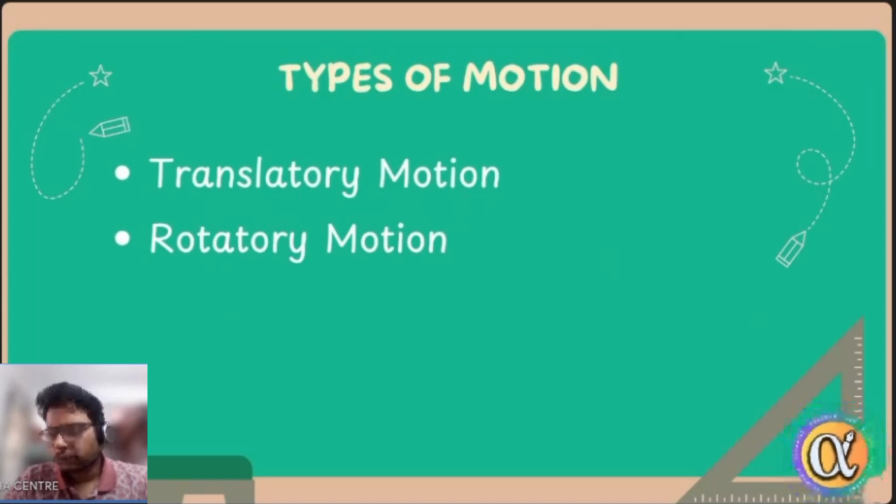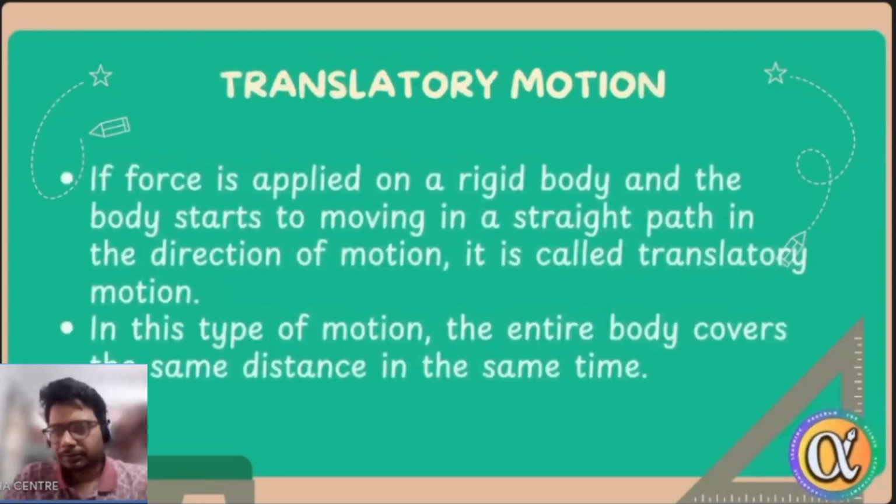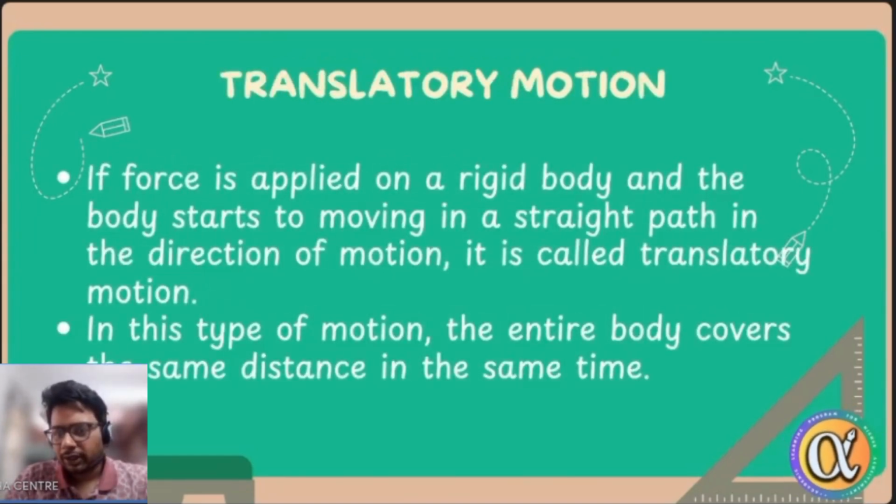Generally, we have two kinds of motion, though we have other types of motion also. First is translational motion. Second is rotational motion. These are the two motions which we are going to study. In fact, translational motion, as I said, you have also studied in ninth standard. So, what is translational motion? If a force is applied on a rigid body and the body starts to move in a straight path in the direction of motion, it is called translational motion.